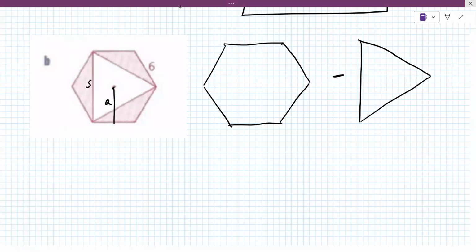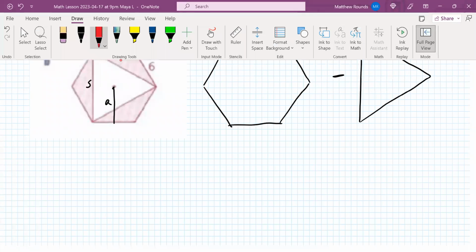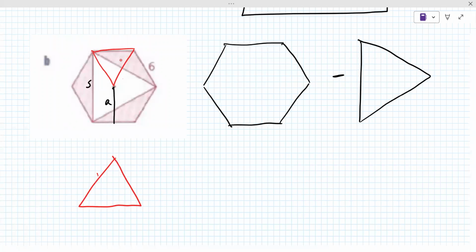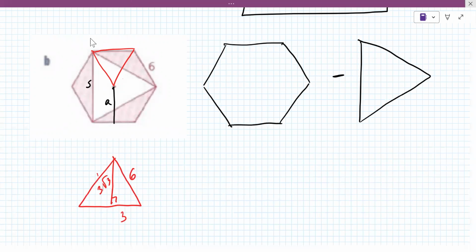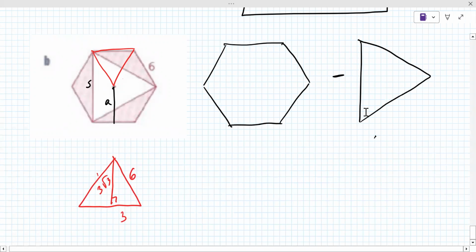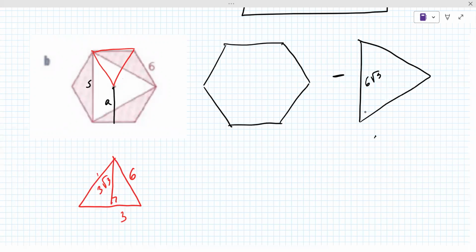And not drawn, but we've done this a bunch of times tonight. There are 6 equilateral triangles in there. And one of them is 6. Okay. So this is 3, this is 3 root 3. You've done this a million times. So the apothem is 3 root 3. That means your side length of this triangle over here on the right is 6 root 3.